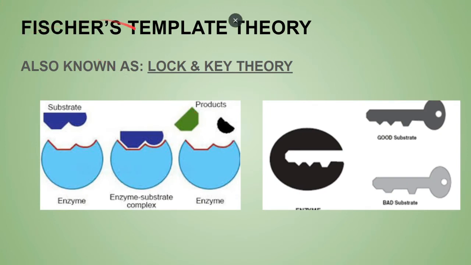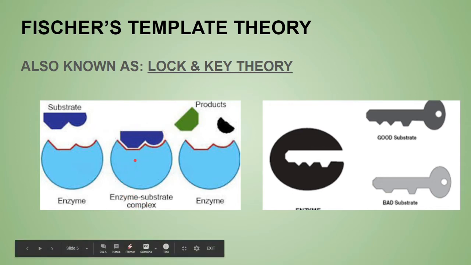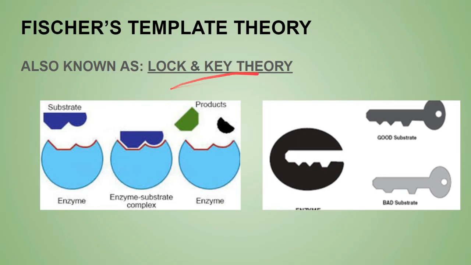Next is Fischer's template theory, also known as the lock and key theory. In the lock and key, for a particular lock, only a particular key fits into the complementary shape of the lock. The same thing happens with the enzyme. According to this theory, the three-dimensional structure of the active site of the enzyme is complementary to the substrate. So the enzyme and substrate fit with each other and form the ES complex. Remember that the substrate fits on the enzyme like a lock and key, and the lock can be opened only by specific keys.